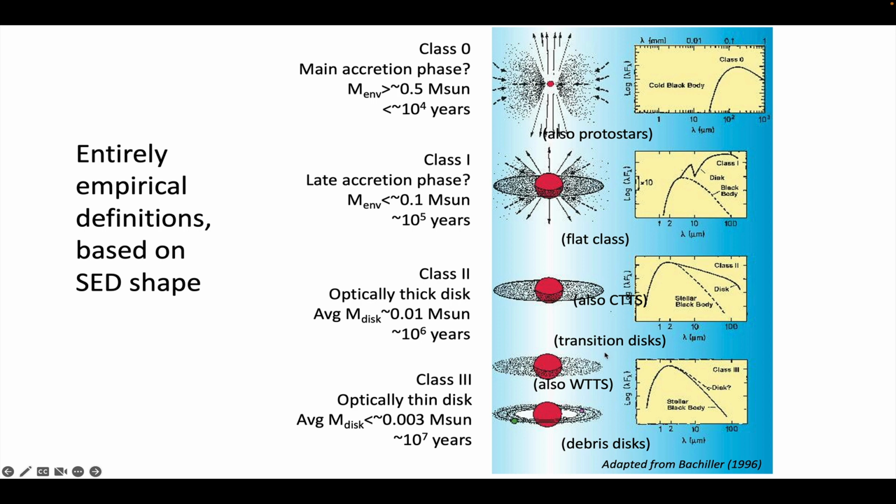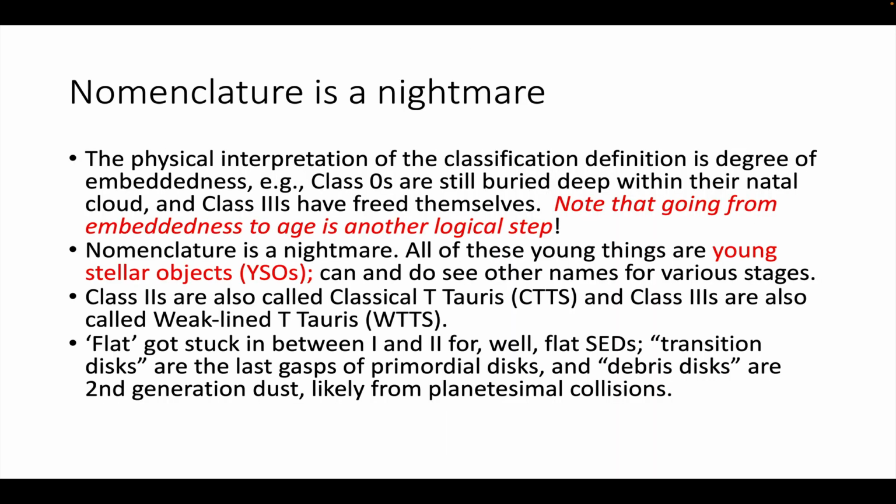Transition disks are these kinds of things in between, having a big infrared excess and a small infrared excess. And then debris disks are second generation dust, basically what happens when you get protoplanets colliding and creating a second generation of dust.